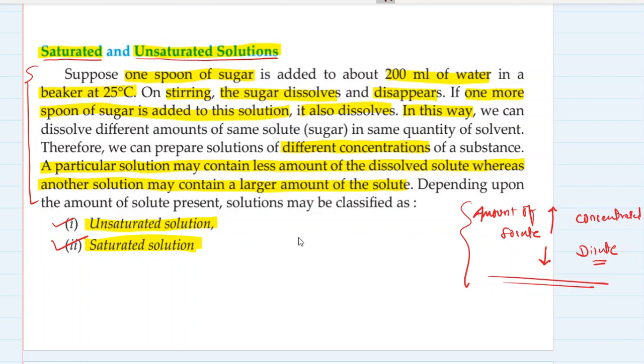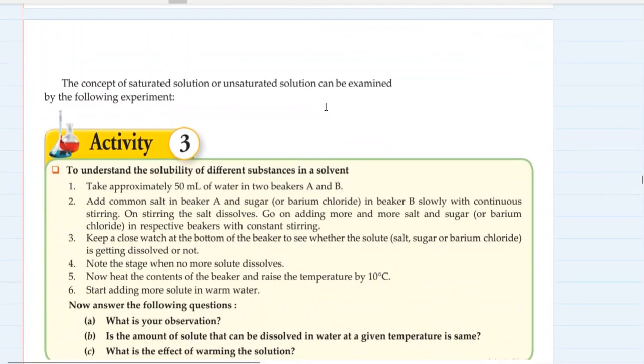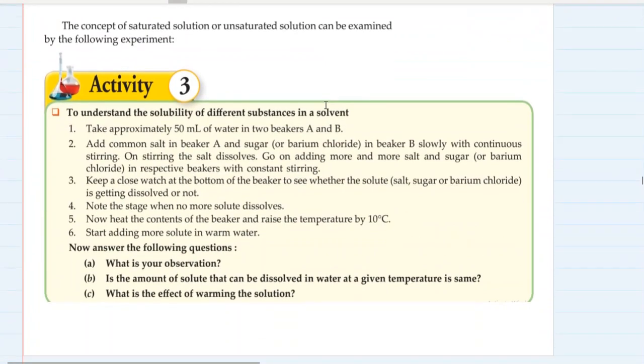So what exactly is the difference between a saturated solution and a concentrated solution? The difference is very, very small. Okay, let's see. First, we'll understand an activity which will demonstrate how a saturated or an unsaturated solution can be examined.